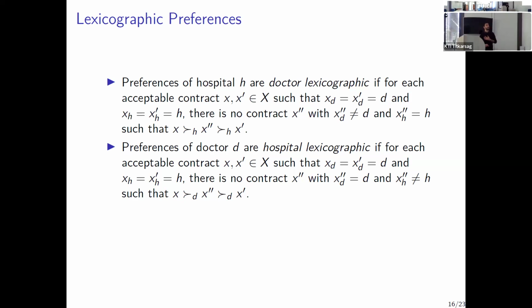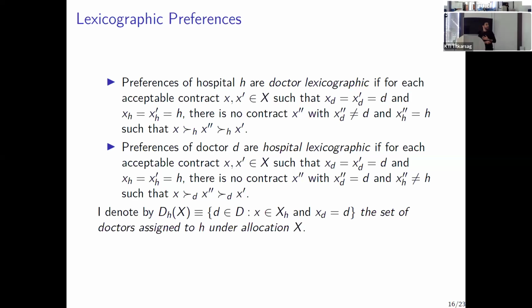And I consider the same thing for doctors. And I introduce a notation. So here, I'm not sure about my notation. If you have some recommendation, don't hesitate to suggest something to me, but it represents the set of doctors which are hired by hospital H under allocation X. So it's basically the workforce of hospital H under allocation X.